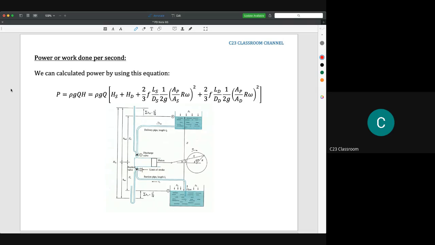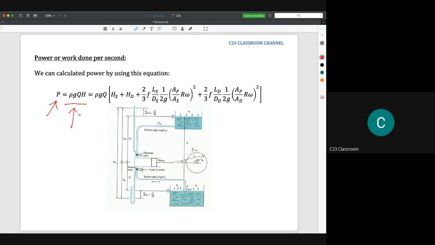However, the equation for the power remains the same, which is P equal to rho g Q H. Rho is the density of the liquid. In our syllabus we always use water. Sometimes I might give you oil and so on, but normally we will use water, so it is okay for you to take it as 1000 kilogram per meter cube.